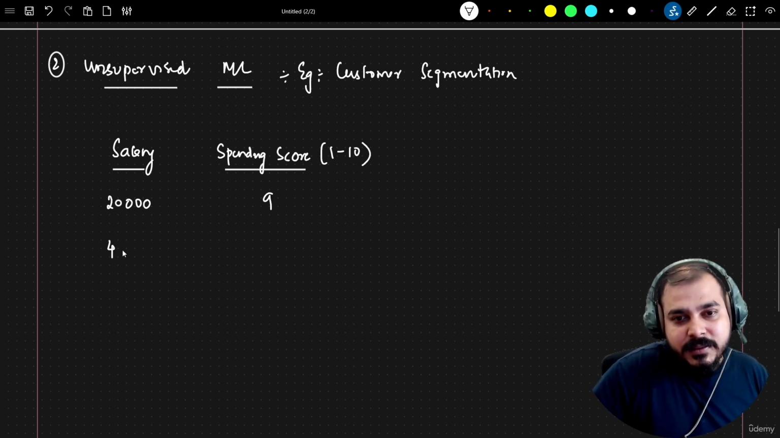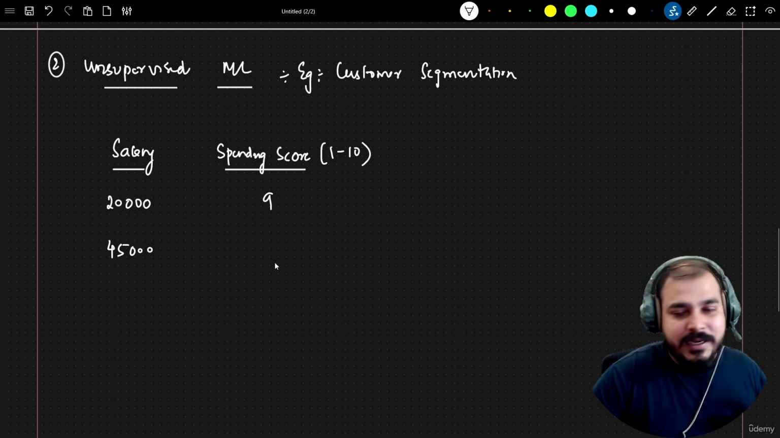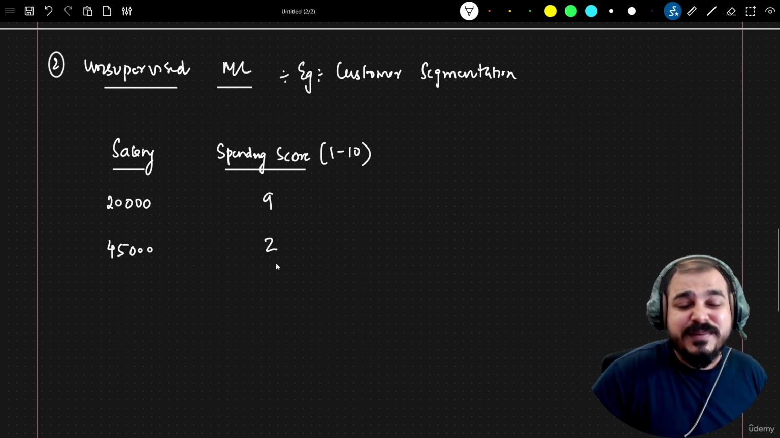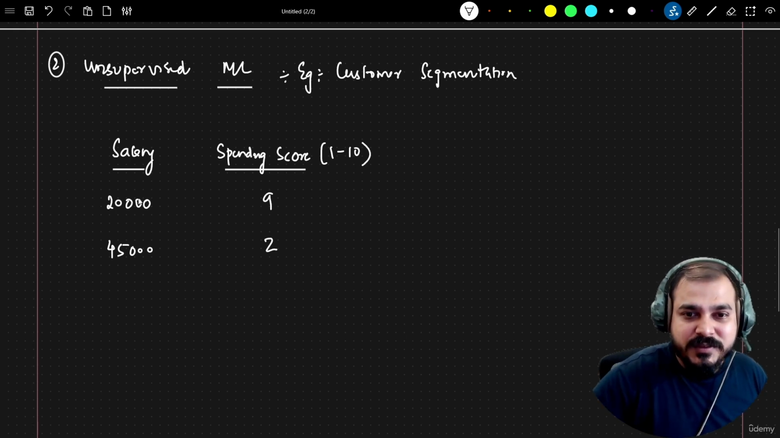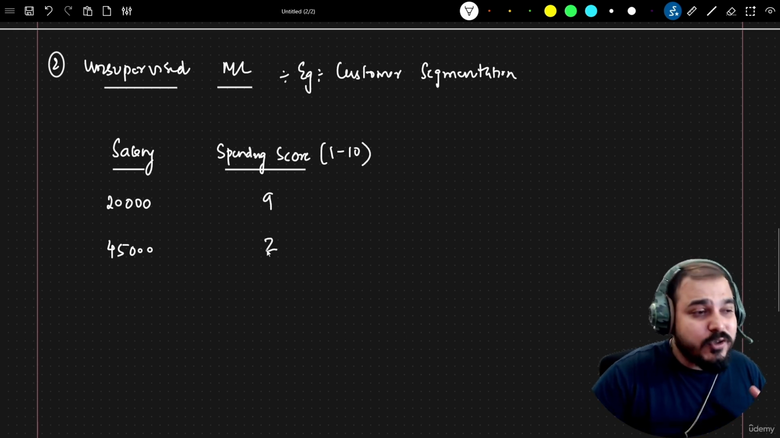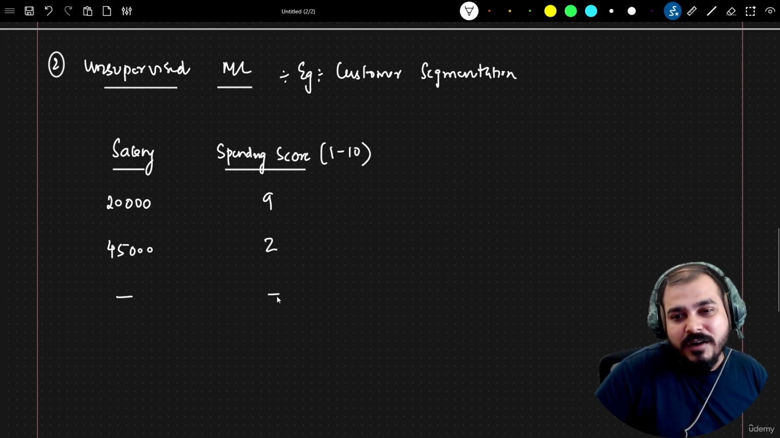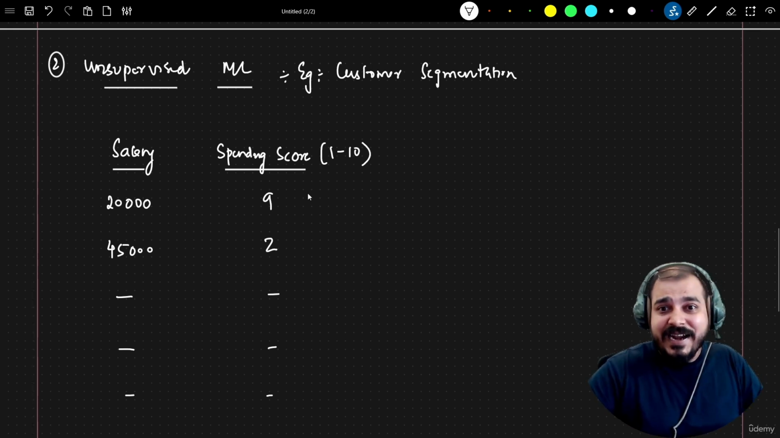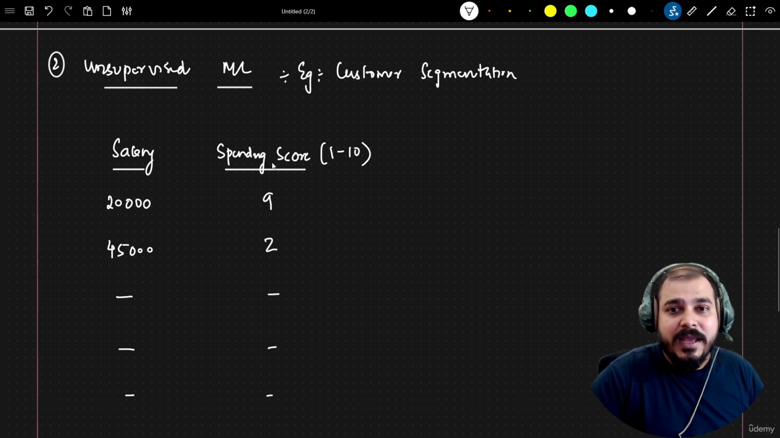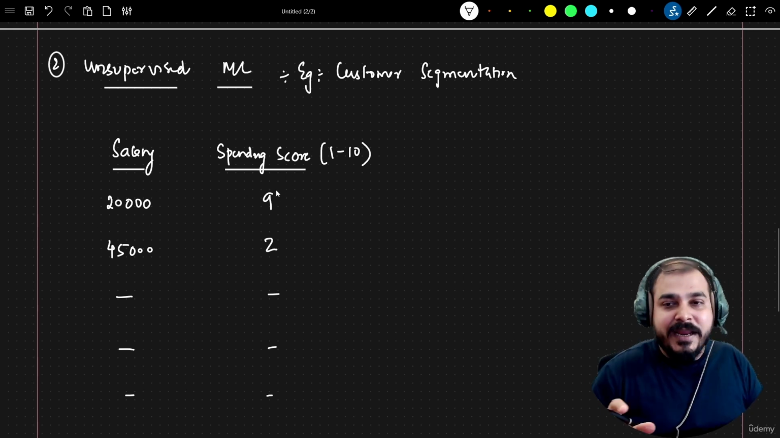Suppose I say the salary is 45,000. It can be in dollars or INR or anything as such. Then let's say that spending score is 2. What this indicates is that obviously the person is earning more when compared to this person, but his spending is less. So he does not like to spend much. Similarly, I may have a lot of data like this. Now, in this particular data set, I just have my features. Here we don't say, okay, this is my output feature. I don't have to predict what my spending score will be based on the salary. No, that is not the aim.